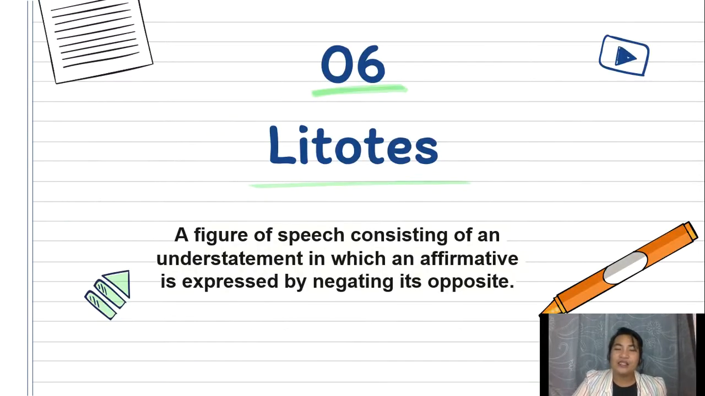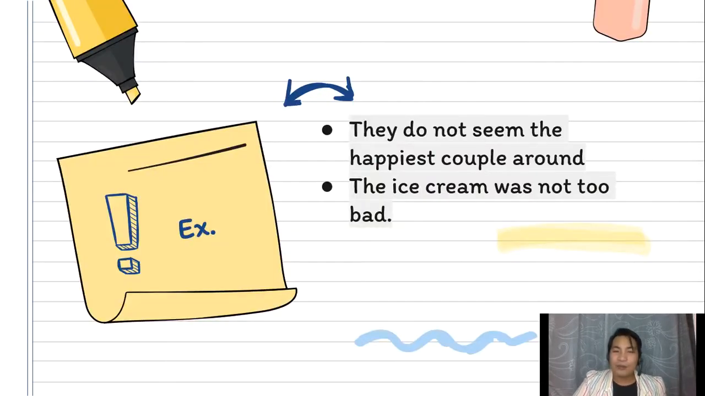Okay, let's go to number 6, litotes. Litotes is a figure of speech consisting of an understatement in which an affirmative is expressed by negating its opposite. For example, they do not seem the happiest couple around. Or, the ice cream was not too bad.